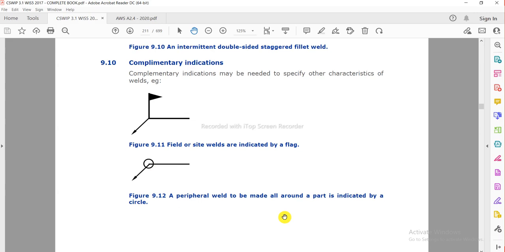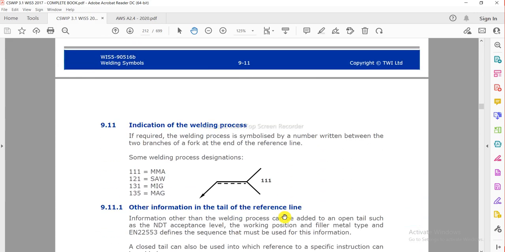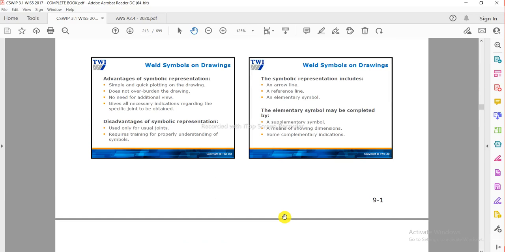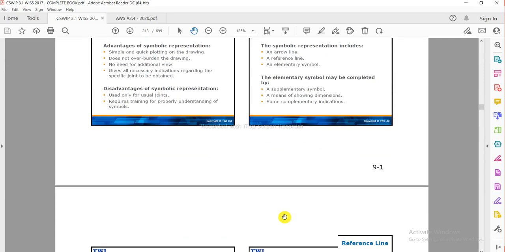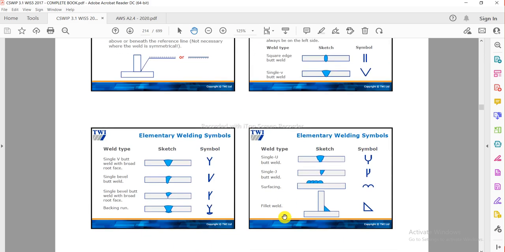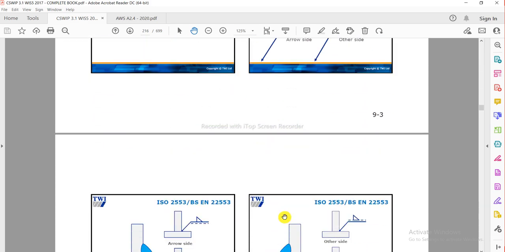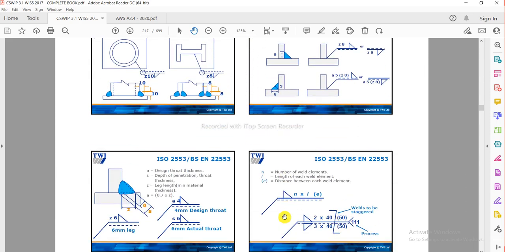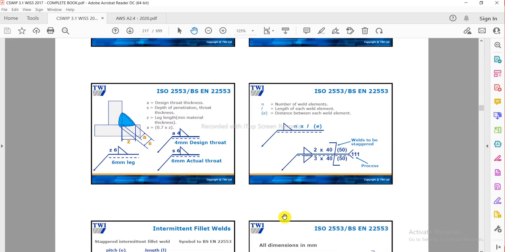So okay, we are going to clear one more important thing: the difference between AWS A2.4 and the European standard BS EN 22553. Come to this slide. Here it is also written NLE and a staggered weld. Here the welds are to be staggered.